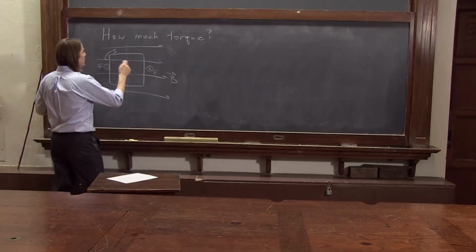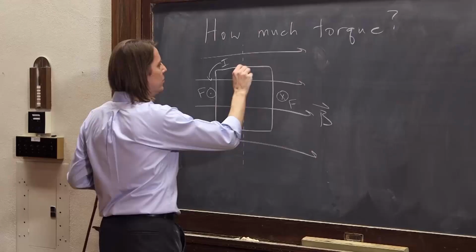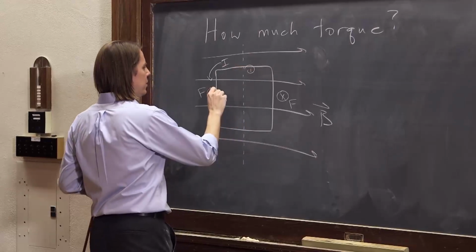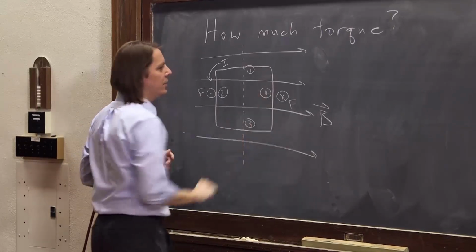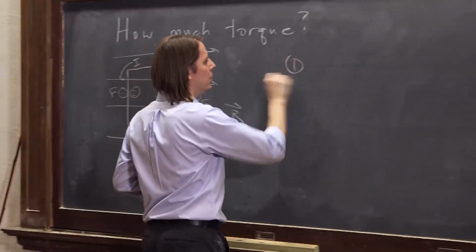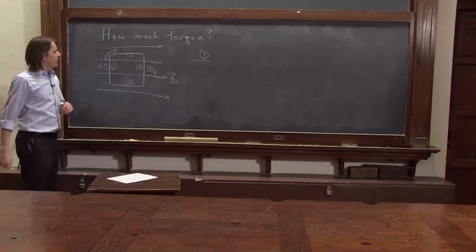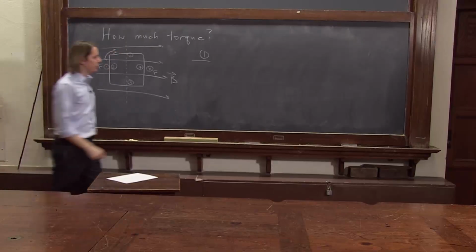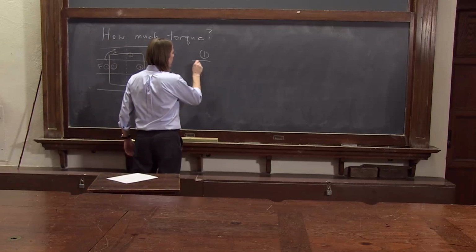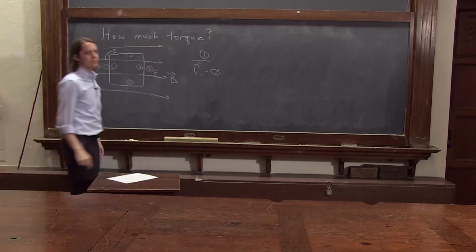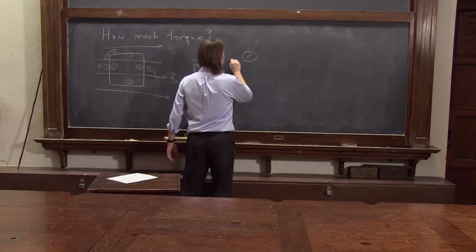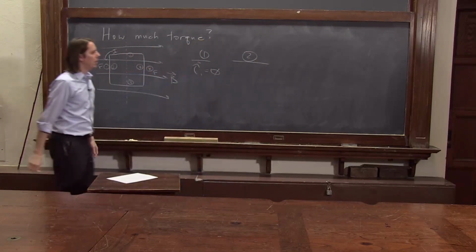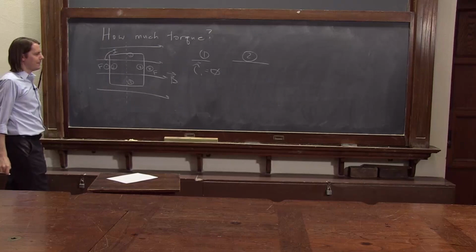Well, to get the torque, we can use the same four sides. We had 4 sides to calculate the force. Let's use 4 sides to calculate the torque. 1. R cross F. Well, if F is 0, the torque is 0. So torque 1 is 0 because there's no force there. 2. Side 2. R cross F.